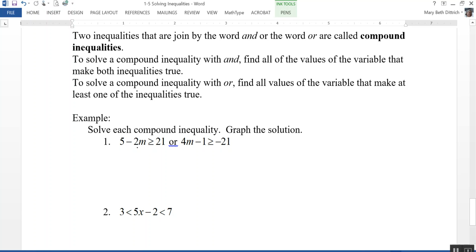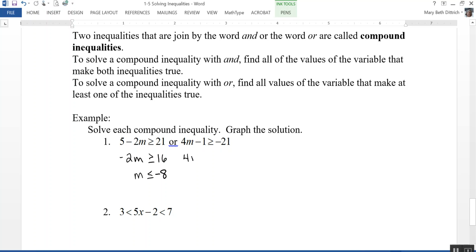My first one says 5 minus 2m is greater than or equal to 21, or 2m minus 1 is greater than or equal to 21. I'm just going to solve each of these separately. So subtracting 5 from both sides, I get negative 2m is greater than or equal to 16. And then dividing by negative 2, I get m is less than or equal to negative 8. Don't forget to flip that inequality sign because I divided by a negative 2.